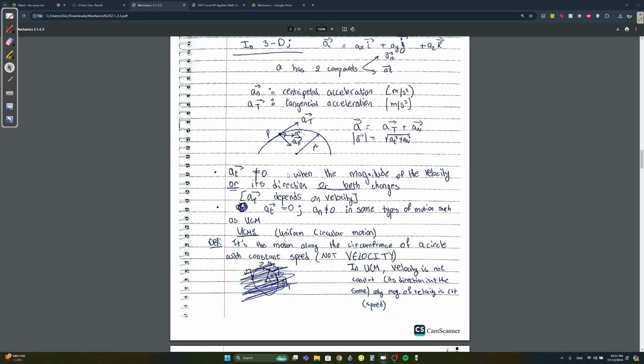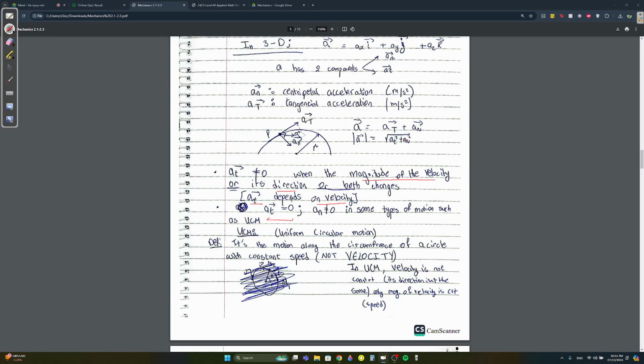A tangential does not equal 0 when the magnitude of the velocity or its direction or both changes. So A tangential depends on the magnitude of the velocity or its direction. So A tangential depends on velocity. So if velocity is changing, then A tangential changes. But in UCM, A tangential equals 0.